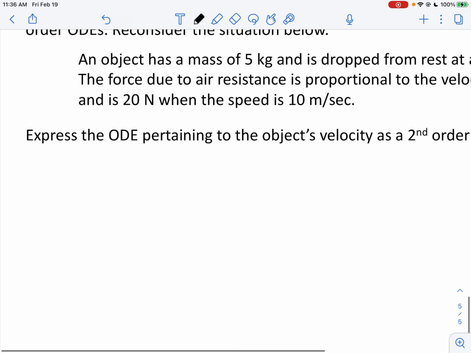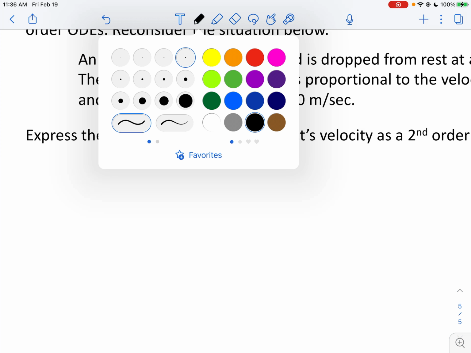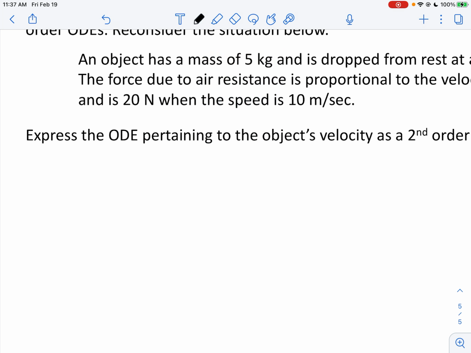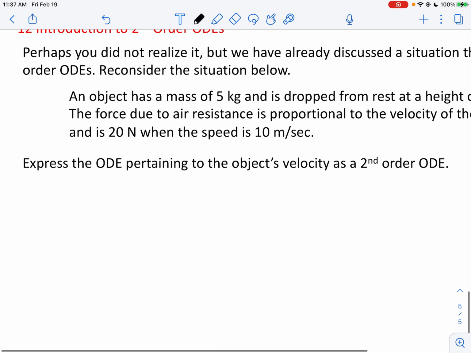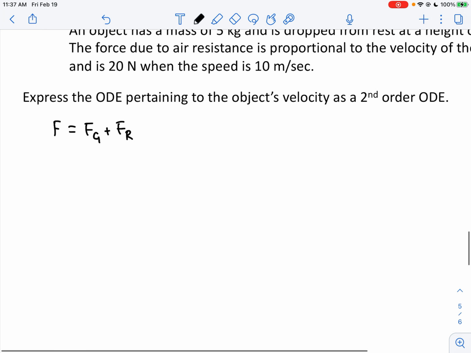Okay, so this is a trip down memory lane, if you will, to when we did applications involving objects falling through the air, where there's air resistance. First thing you want to do is figure out, well, we know the total force acting on an object is going to be the force due to gravity plus the force due to the air resistance, right? This was our setup, how we did this. We want to figure out what the force due to air resistance is.